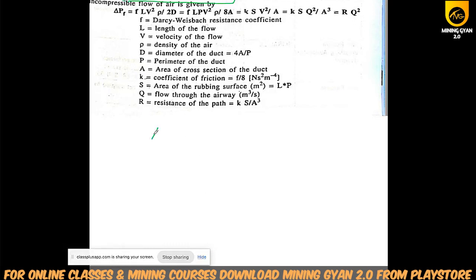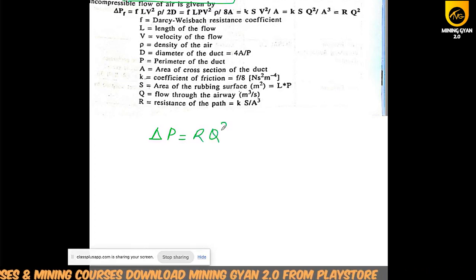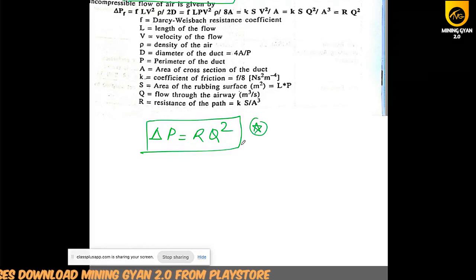What formula do you need? Pressure difference, that means delta P equals R Q square. First, this formula you have to remember. Delta P, the difference between the pressures, is equal to R Q square. What is the R?